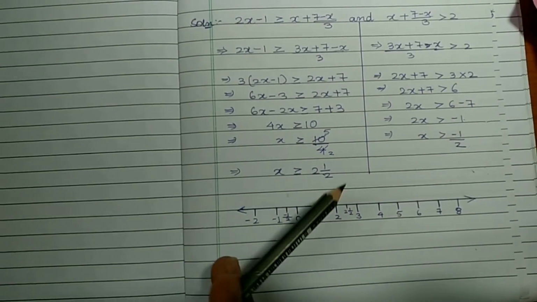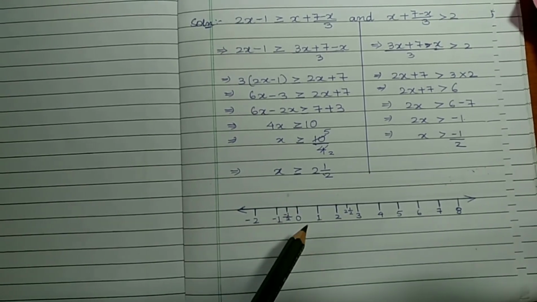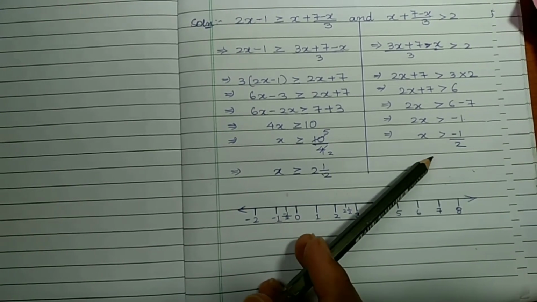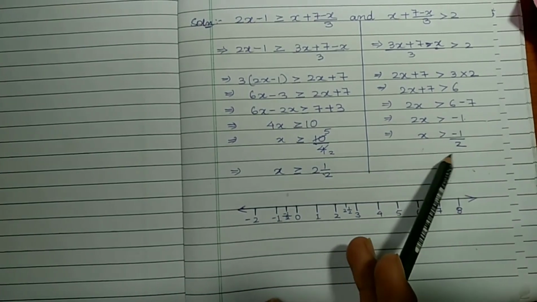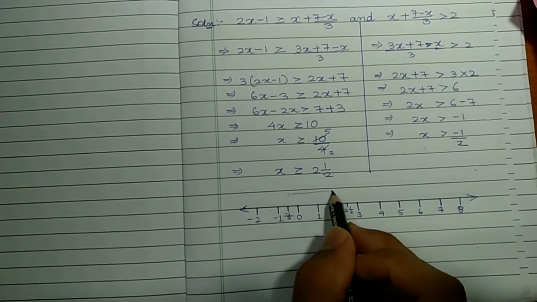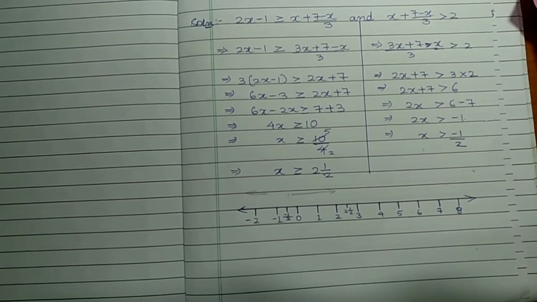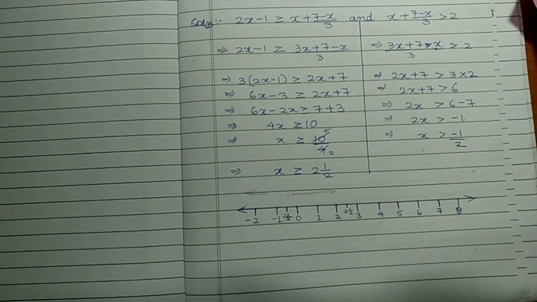So this is the number line. Here between 2 and 3 you can see 2 and a half, and between 0 and minus 1 there is minus 1 by 2. Now in this number line we will locate both this part of the inequation and this part of the inequation. So first let us go for x greater than minus 1 by 2. Whenever there is greater than, it means ahead. And whenever there is less than, it means behind. Always remember this.